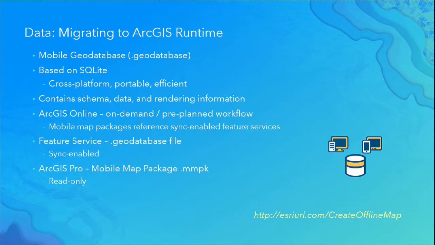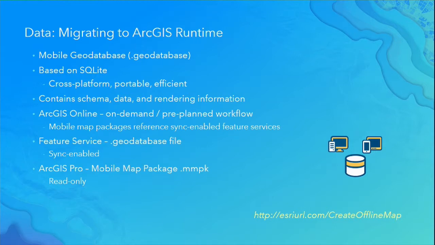You can create those mobile geodatabases from ArcGIS Online with either the on-demand or the pre-planned workflow for taking maps offline. And in that case, you'll get a mobile map package that references a sync-enabled feature service, and the mobile map package contains a mobile geodatabase that you can make edits to, and then you can synchronize back with your service. There are a number of different parameters and options when you actually take this data offline from a service. So I've talked about synchronization there, but you can use a download-only mechanism, and there's a number of different options in there. You can also generate these mobile geodatabases directly from a feature service, and that's actually what's happening internally when you take a map offline.